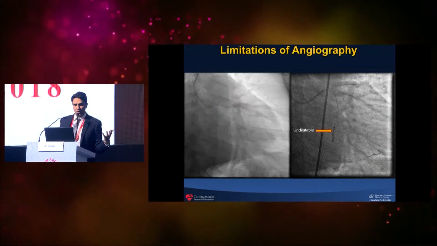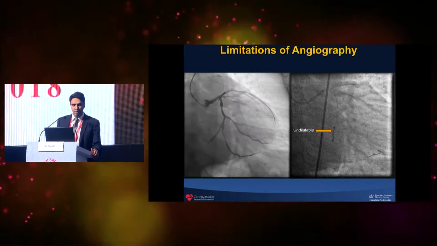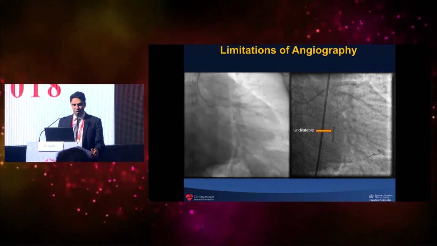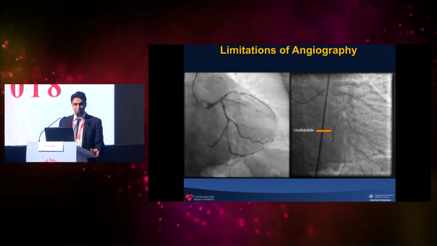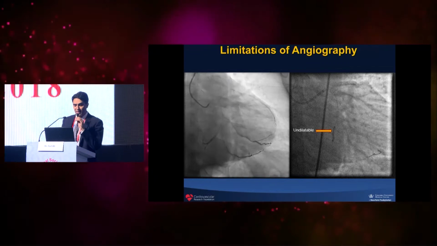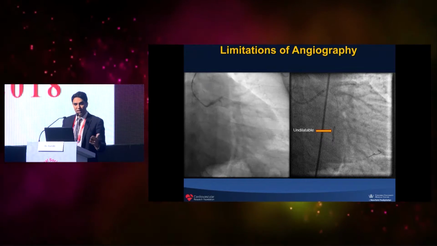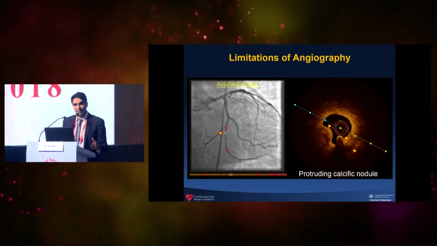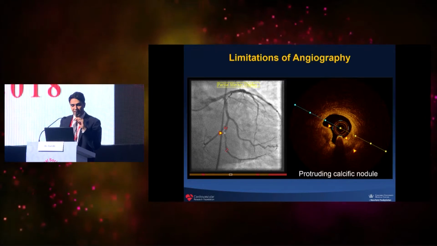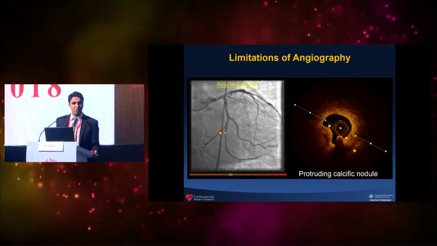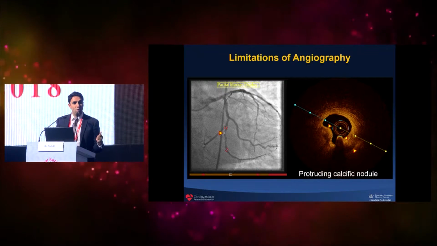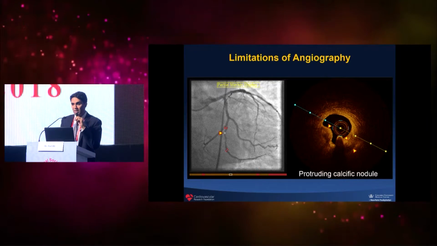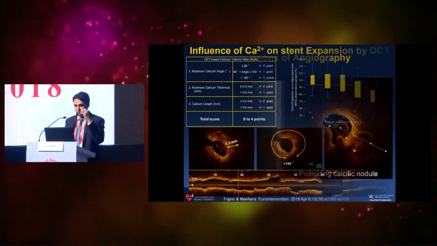Why is this important? Why can't we just use the angiogram? Well, the reason is that the angiogram is significantly limited. Here you can see what looks like a simple, straightforward type A lesion in the second obtuse marginal, but unpredictably an undilatable lesion. However, intravascular imaging identifies to us very clearly at this point there's a protruding calcific nodule that will require atherectomy because the implantation of a stent in this situation is likely to lead to underexpansion.